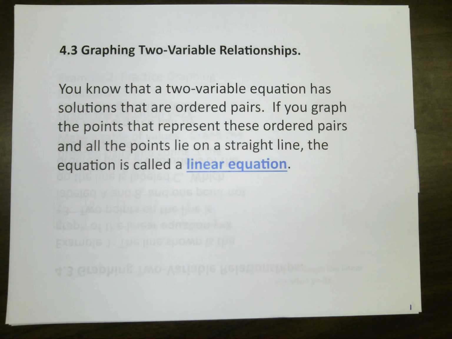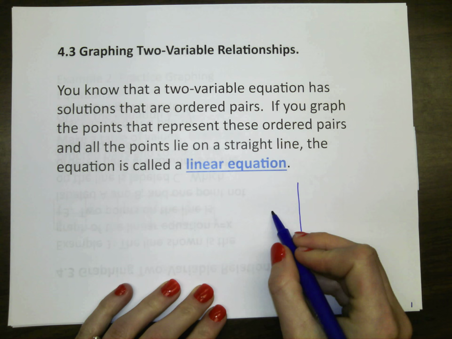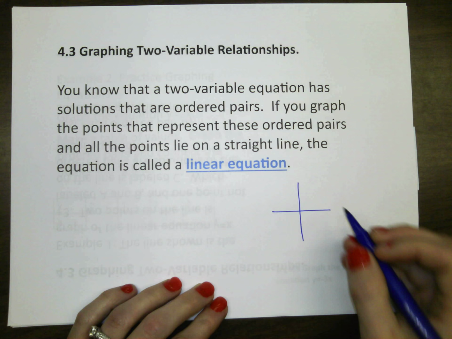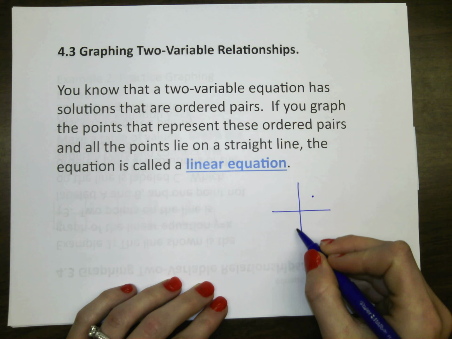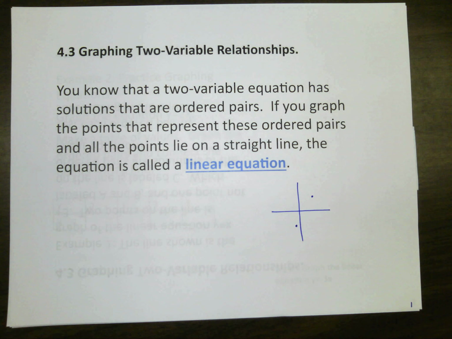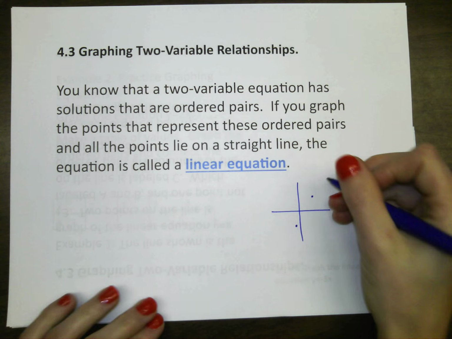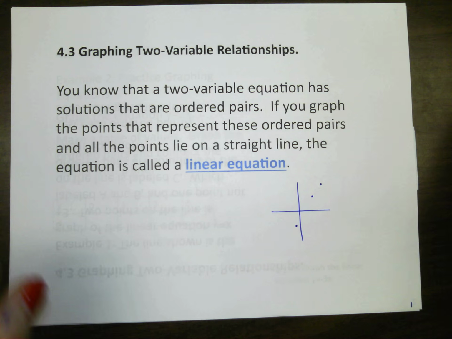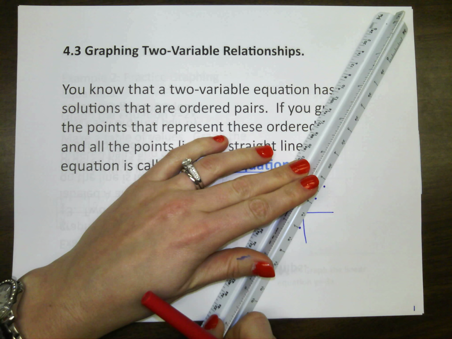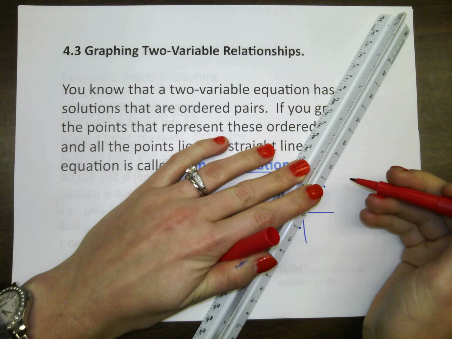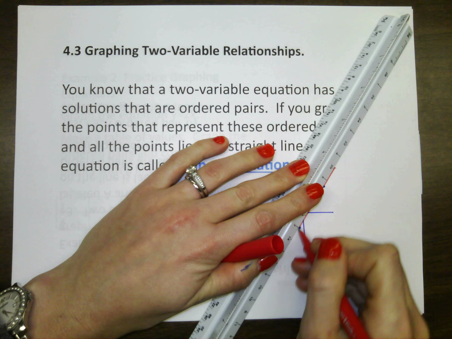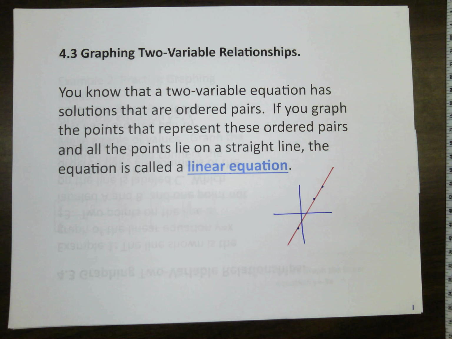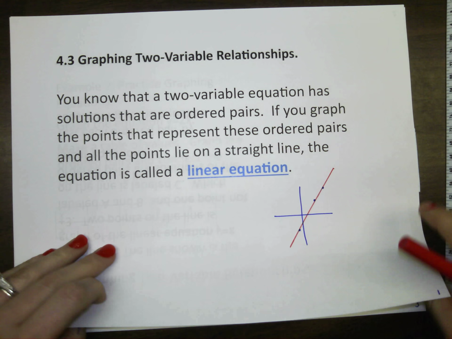So for example, what they're talking about is if we had a coordinate plane and we had 2 points, or even 3 points, if they all fall along a line like this, then it's considered a linear equation. So let's see what this looks like.